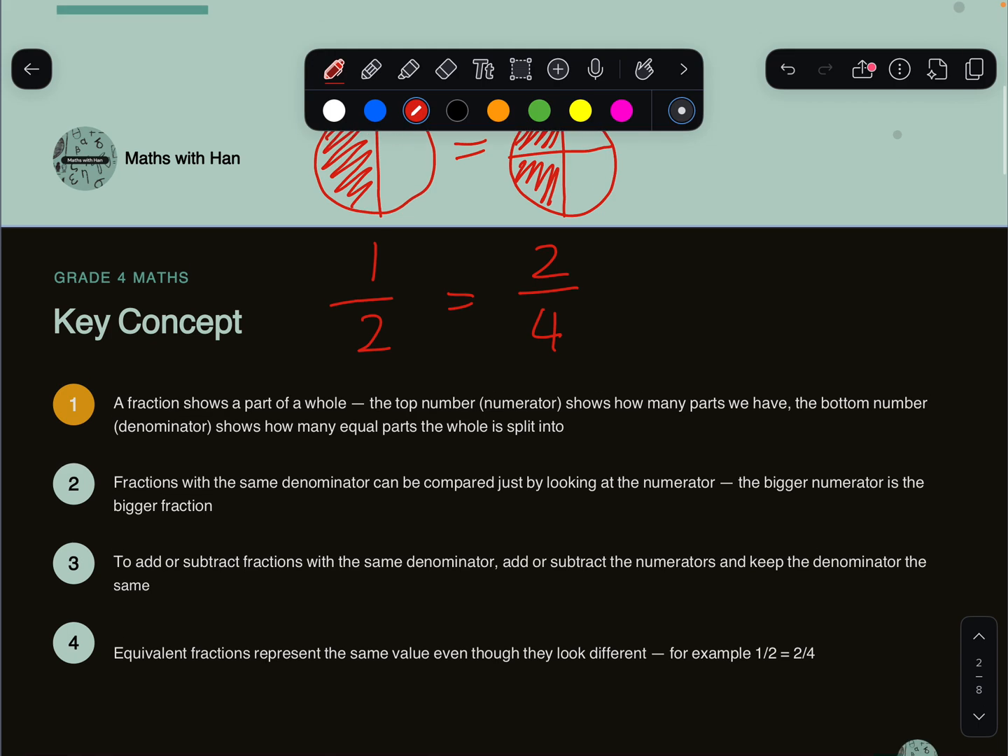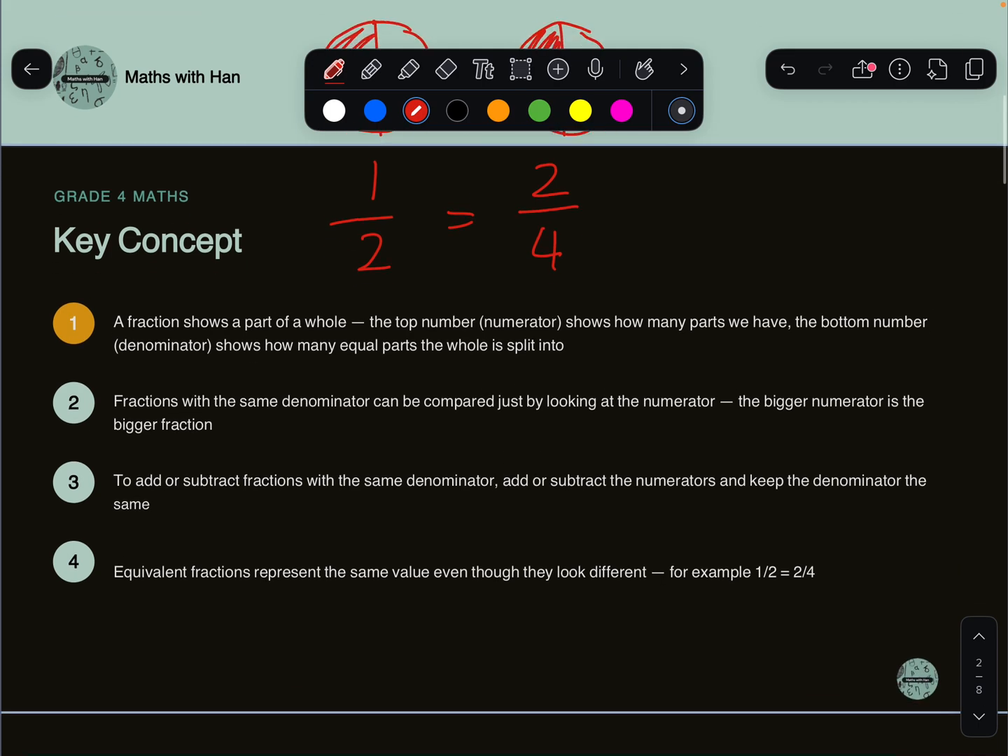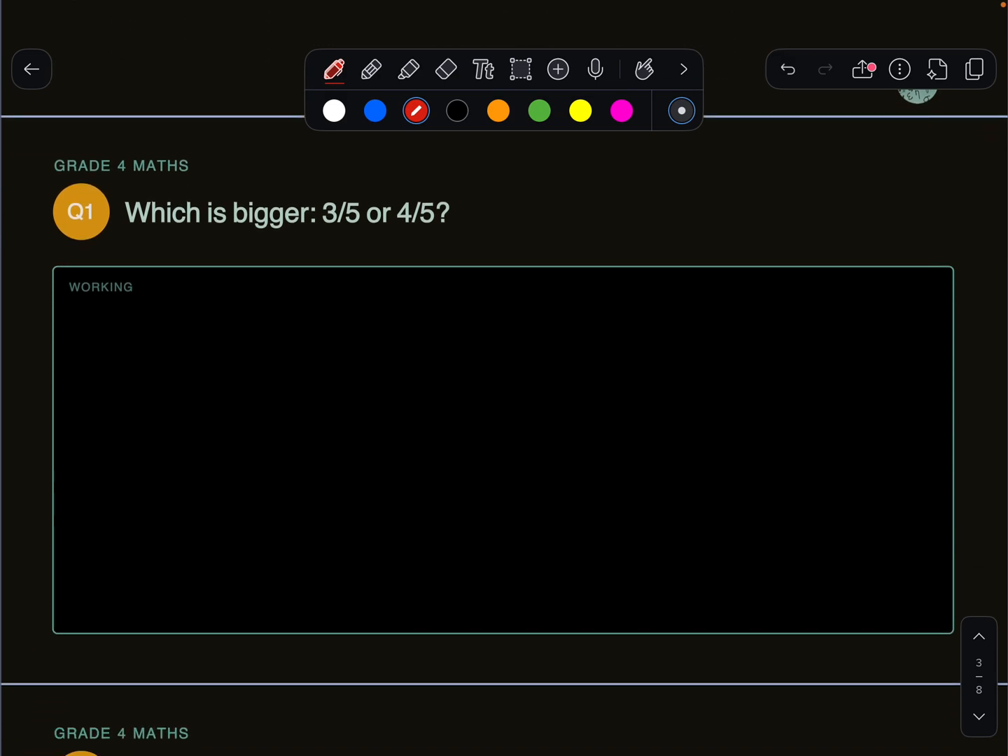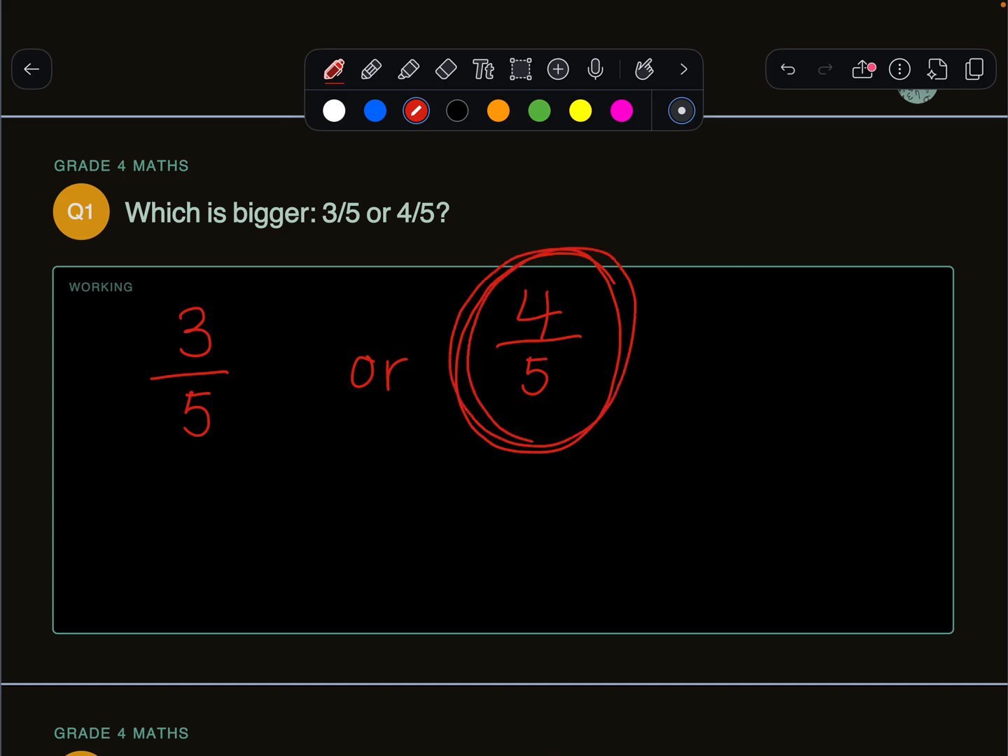Let's have a look at some of the questions you can expect in your grade 4 maths. One question that I like asking a lot: which is bigger, 3/5 or 4/5? Our rule was that if the denominator is the same, here the denominator is 5, you can just look at the top number. So is 3 bigger or is 4 bigger? 4 is bigger, so this one is the biggest fraction.